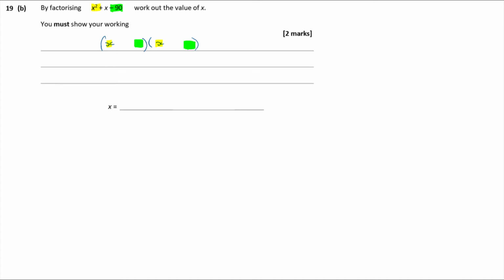So what are the factor pairs of 90? What are the possible pairings I could get? I could have 1 and 90, could have 2 and 45. 3 goes into 90 30 times. What about 4? 4 doesn't. 5 does. 5 and 18.